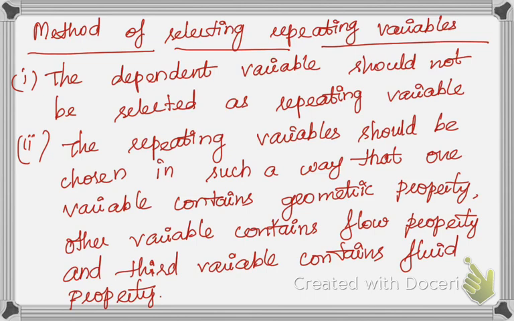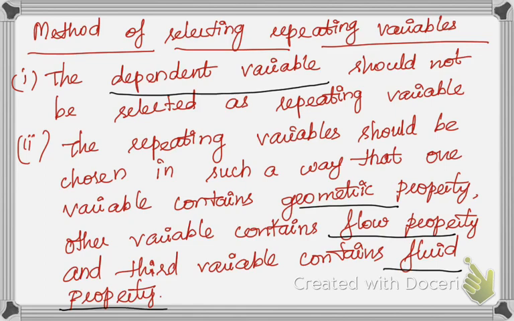So the method of selecting repeating variables will be: the dependent variable should not be selected as a repeating variable. This is the most important one. The variable for which we are going to derive an expression should not be selected as a repeating variable. And secondly, the repeating variables we choose should contain a geometric property. One variable should represent the geometric property, another variable should represent the flow property, and another variable should represent a fluid property.